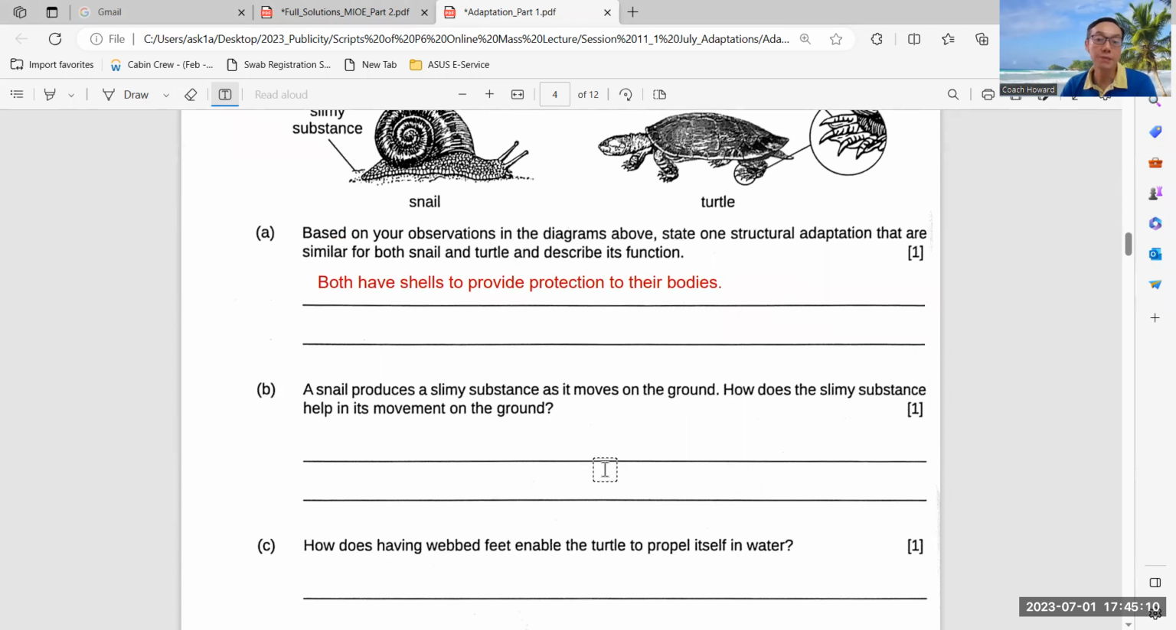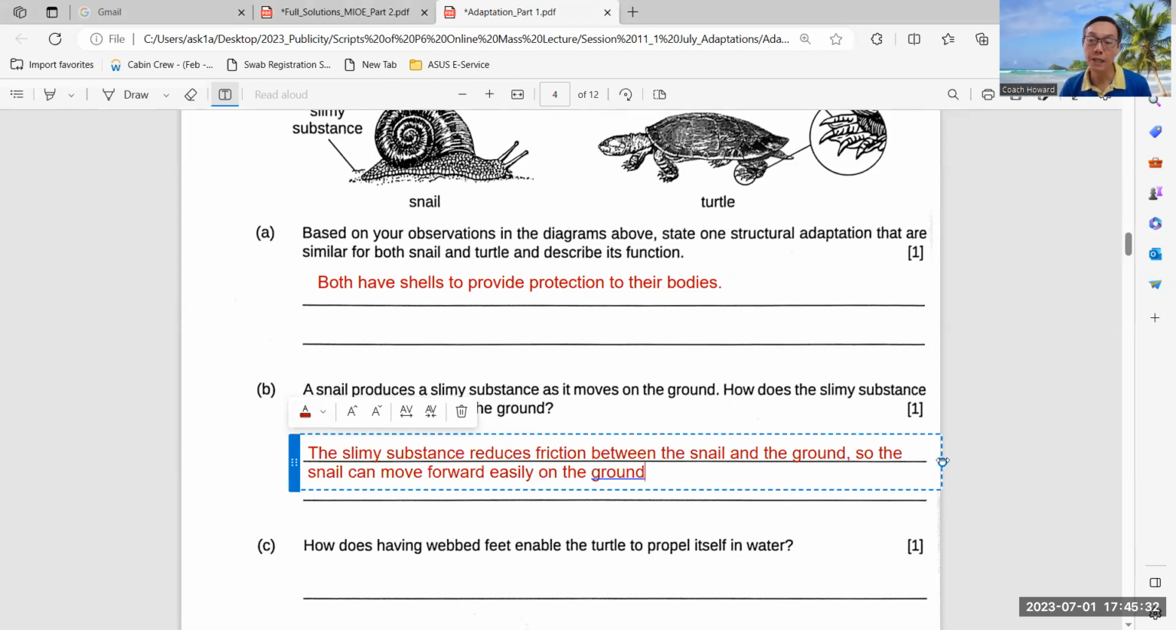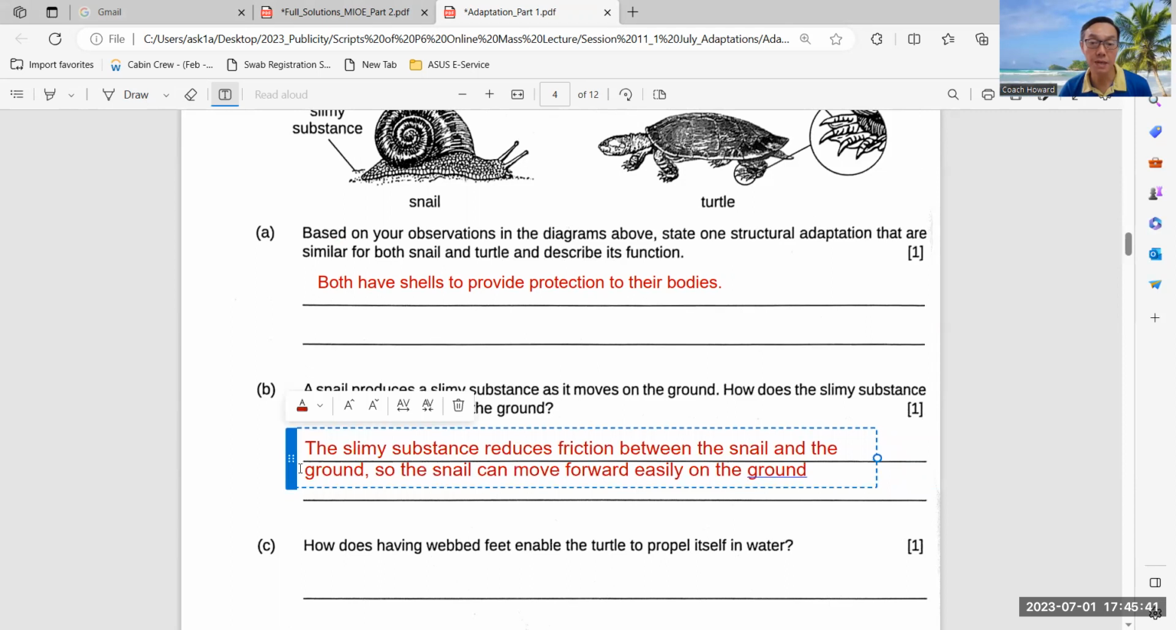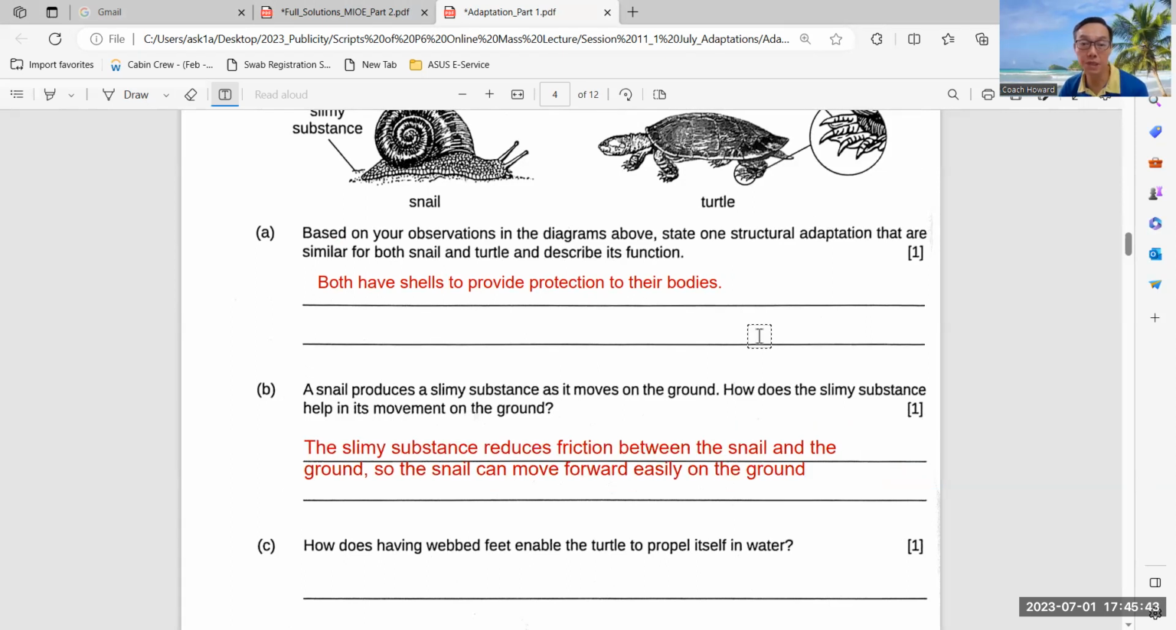Next, the snail produces a slimy substance as it moves on the ground. How does the slimy substance help its movement? Okay, the slimy substance actually what? Reduces the friction between the snail and the ground, so the snail can move forward easily. Okay, you notice these questions also integrate forces in action, which is frictional force. So the slimy substance reduces friction between the snail and the ground. When you mention friction or frictional force, you must always mention between the two surfaces. Okay.